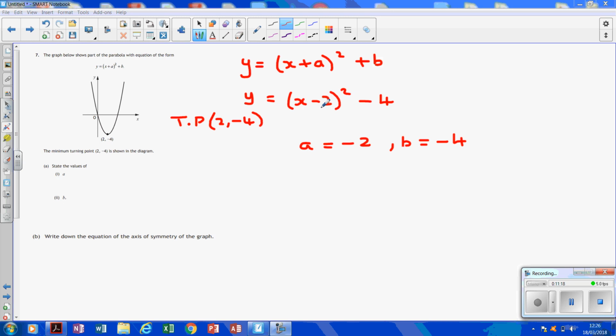Okay, so change the sign in that bracket, gives you 2 for your turning point and minus 4. You will definitely be asked a question on turning points and parabolas. So it's a fact. It takes you a couple of seconds to write it down. Please make sure you learn it.